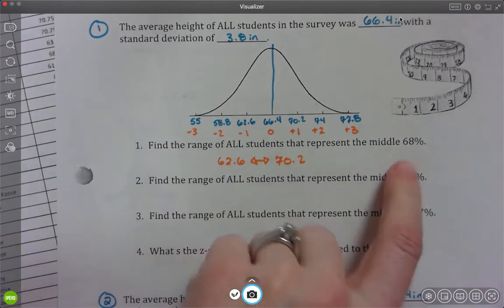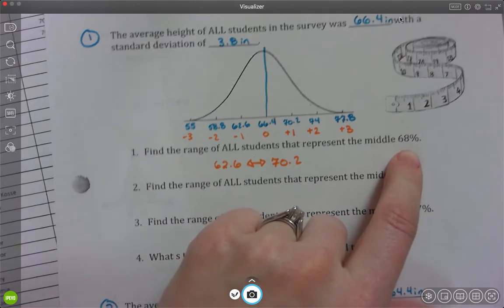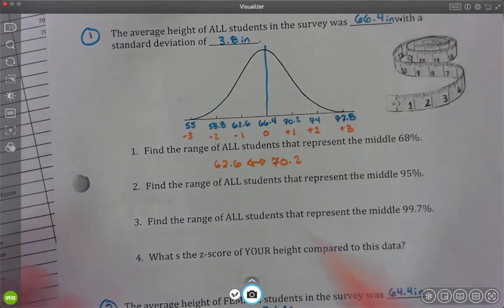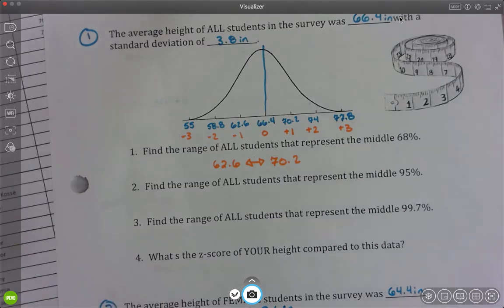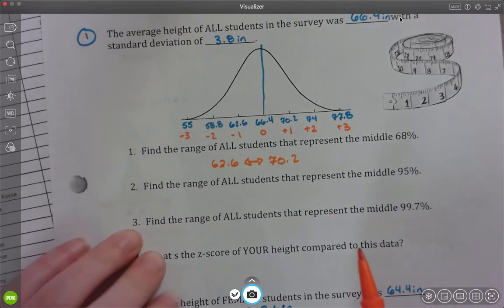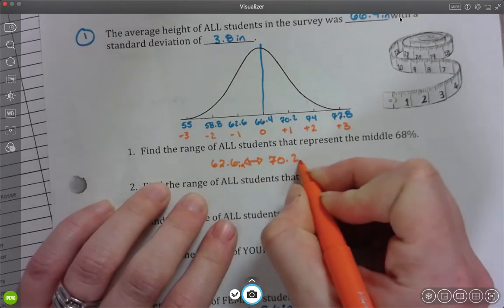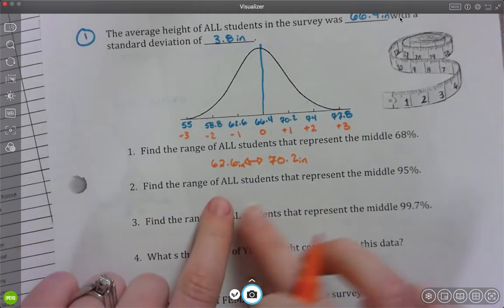So I would not fall in the middle 68%. I would be on the shorter end of that, okay? But they're just saying 68% would live in between those two ranges for heights. Maybe we should put inches on the end of each one of those. Okay, now the middle 95%.